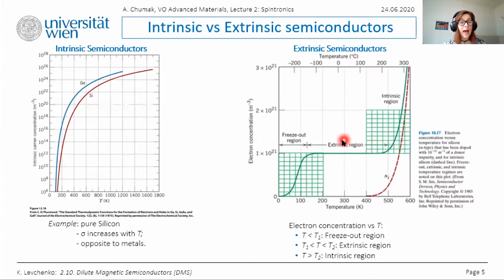Then we observe an extrinsic region. All donors are ionized, but the thermal energy is still not sufficient to excite electrons across the intrinsic band gap. And in the end, we have the intrinsic region, where the thermal energy is sufficient to excite the electrons across the band gap and to produce intrinsic charge carriers. So the electrons are excited from the valence band to the conduction band.